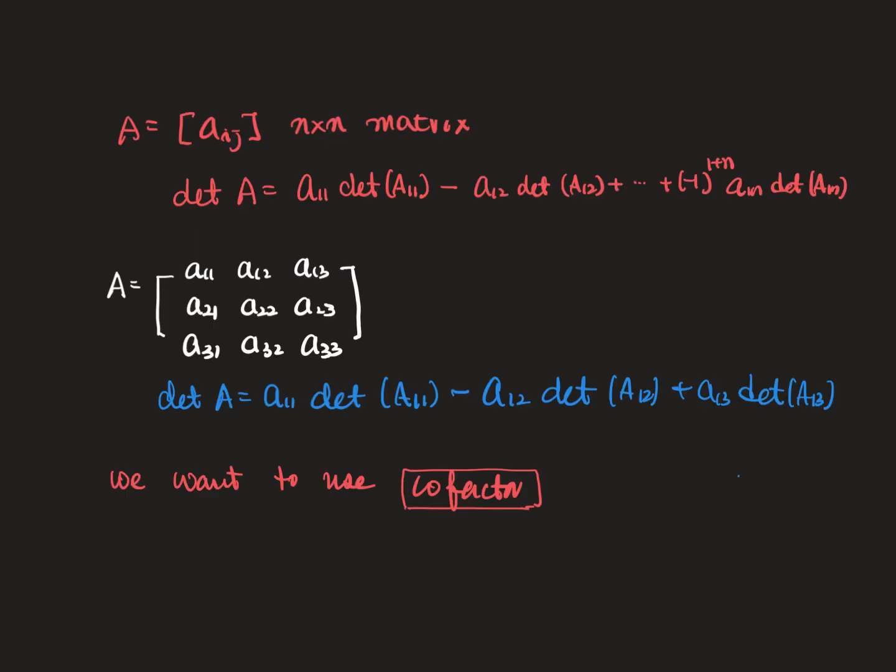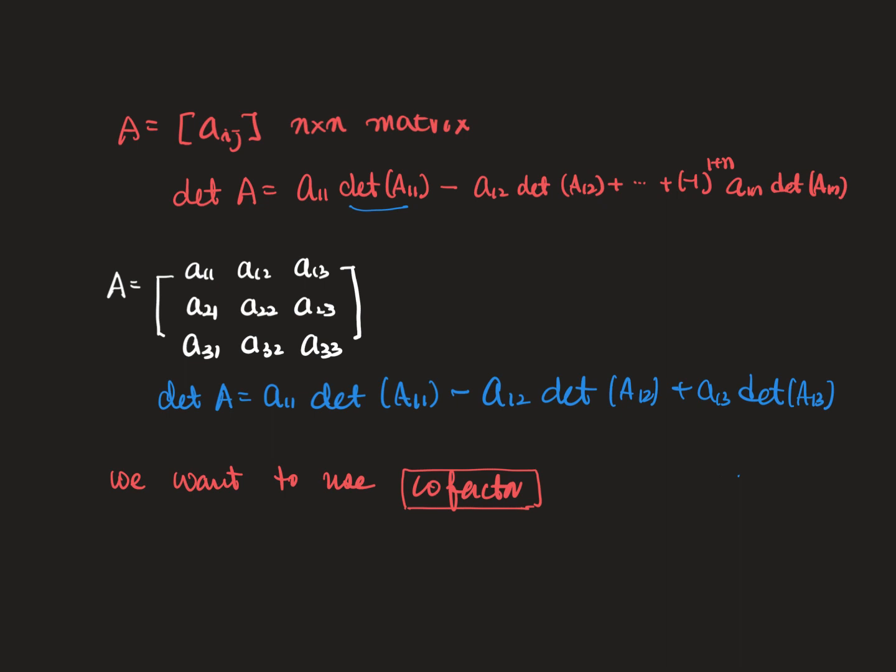Matrix A is an n by n matrix, so the determinant is defined only for n by n matrices. Keep in mind, determinant A starts with A11, the first row, first column entry, and the second term is negative A12 times determinant of A12, and so on all the way across the first row.